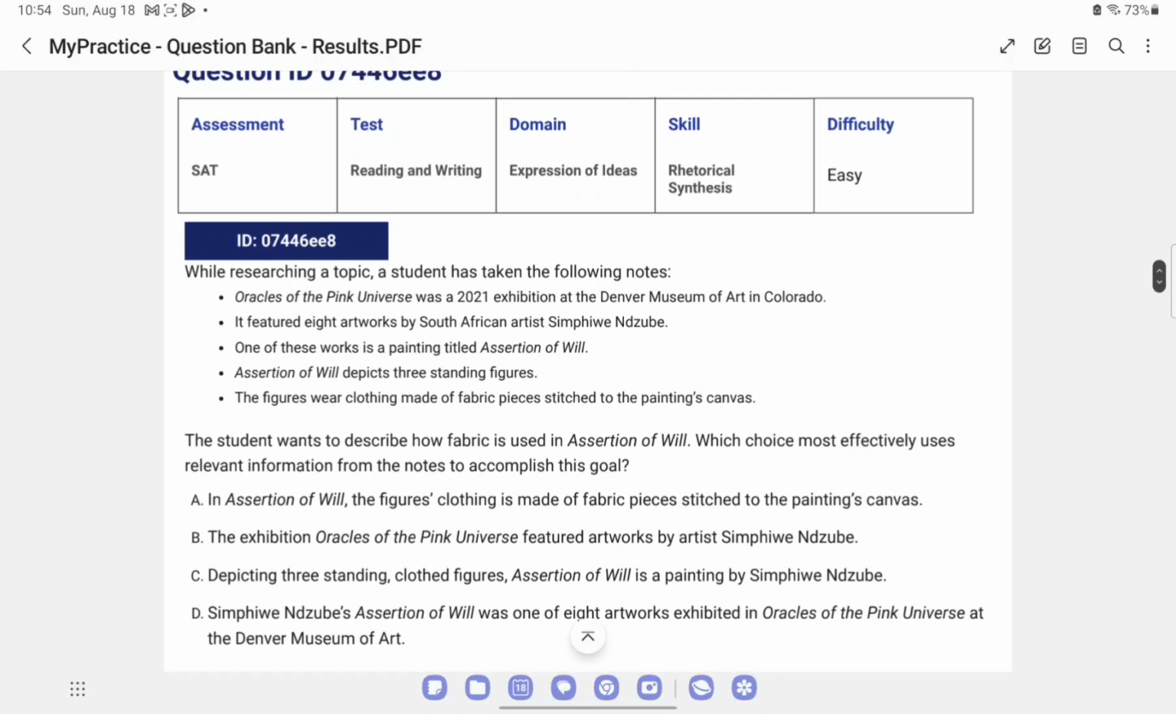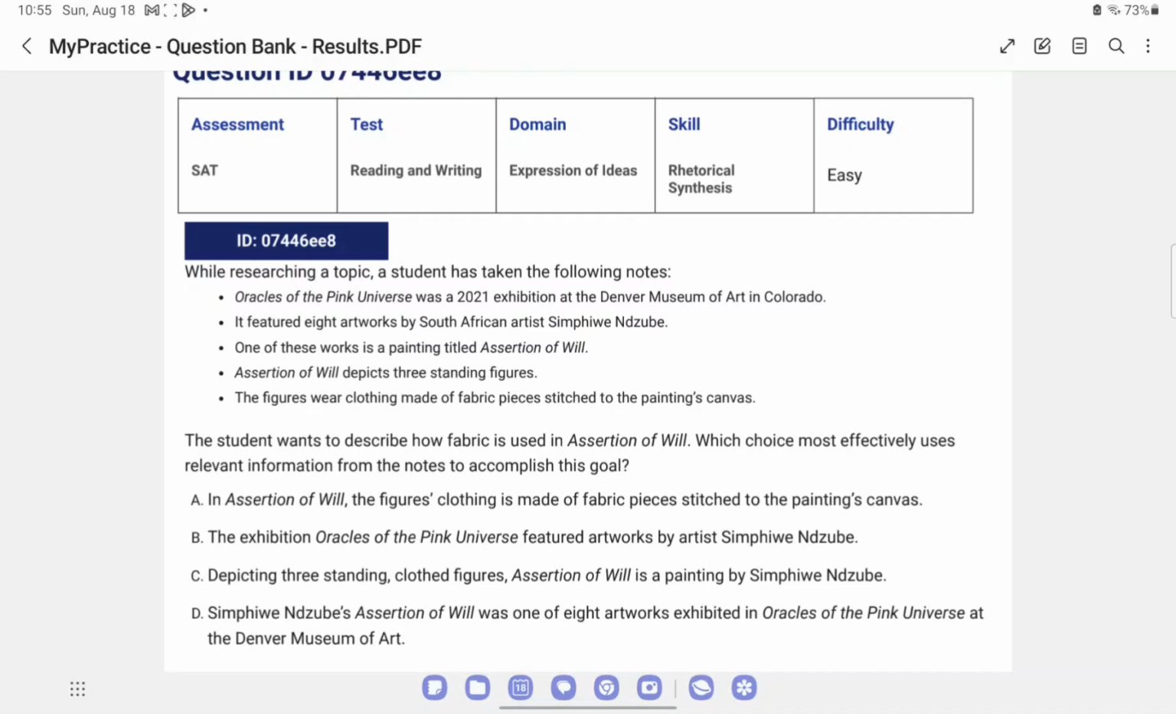While researching a topic, a student has taken the following notes. The student wants to describe how fabric is used in Assertion of Will. Which choice most effectively does that? Okay, so A says, in AW, the figure's clothing is made of fabric pieces stitched to the painting's canvas. Well, that talks about how it's used.